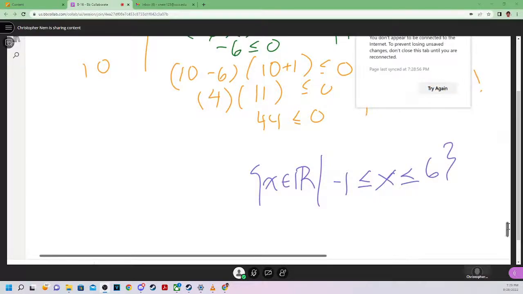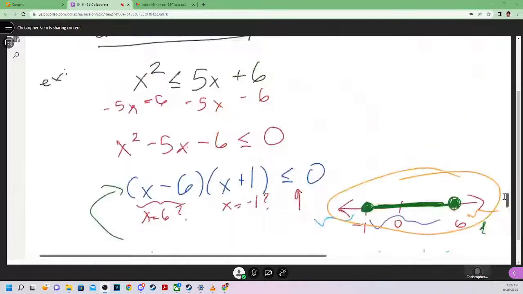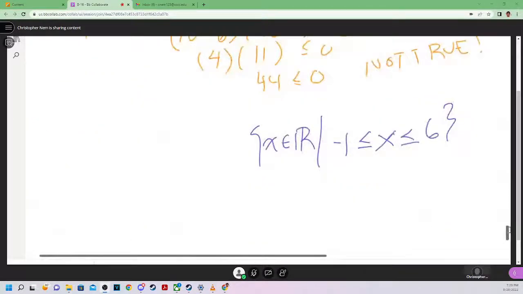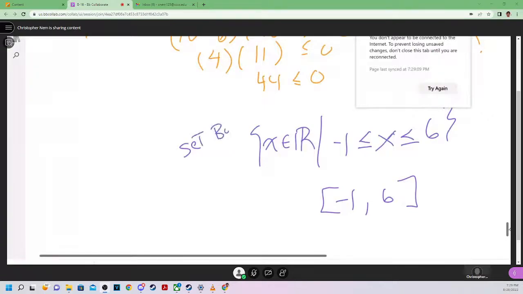That's set builder. Now let's do interval notation. If you were to do interval notation, you start at negative 1 and stop at 6. Negative 1 to 6. And you want to include both numbers, so you use brackets. Boom. This is set builder. This is interval. Get comfortable writing in these two forms.